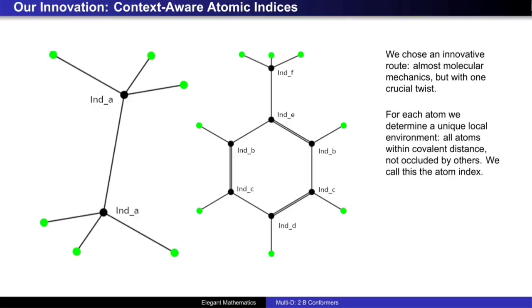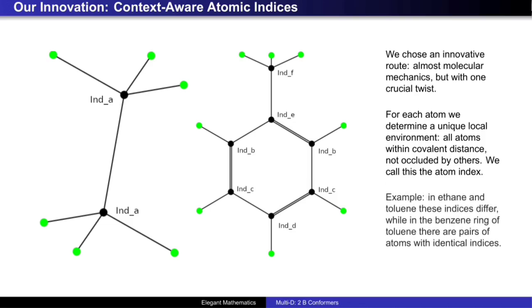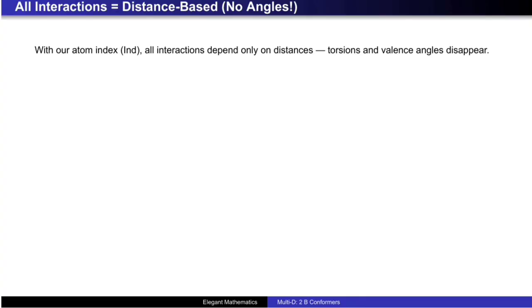For each atom, we determine a unique local environment, all atoms within covalent distance not excluded by others. We call this the atom index. Example, in ethene and toluene these indices differ, while in the benzene ring of toluene there are pairs of atoms with identical indices. With our atom index, all interactions depend only on distances.